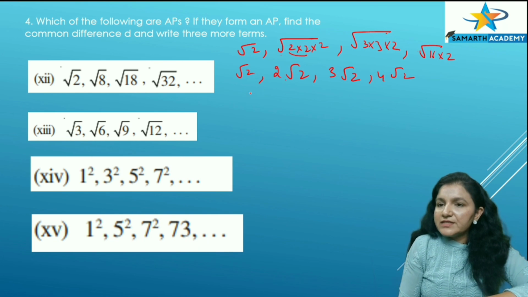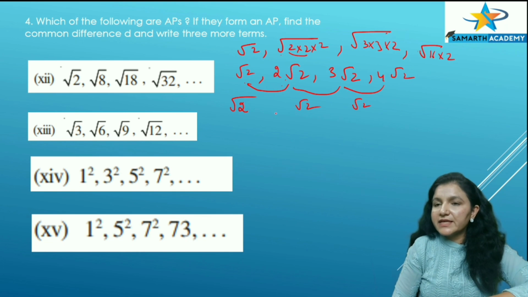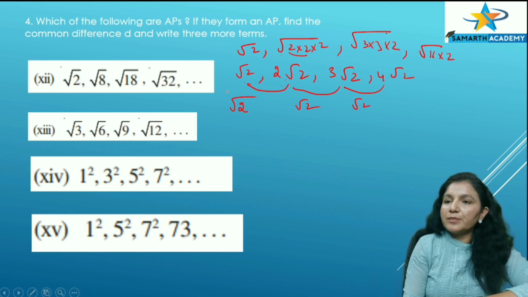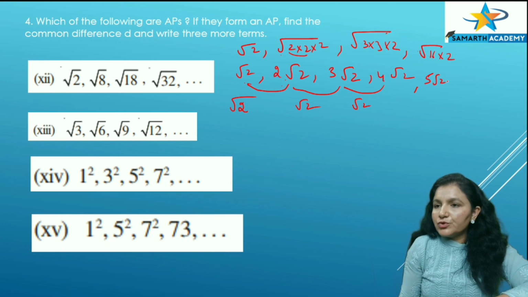So, the common difference between the first two terms, 2 root 2 minus root 2, is root 2. 3 root 2 minus root 2 is again root 2. Here also root 2. Therefore, they have a common difference. It's an AP. And how do we obtain next three terms? The next three terms are 5 root 2, 6 root 2, 7 root 2.